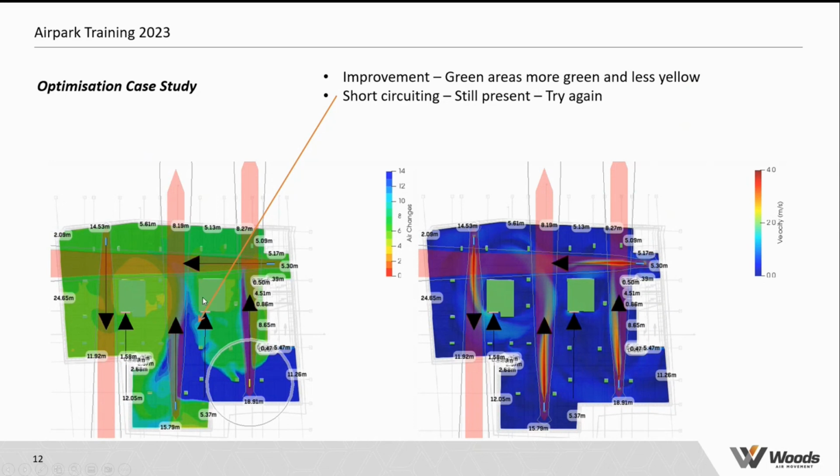Has it worked? Well, yes, as you can see, some air is being blown up here, and the scale of the short-circuiting has been reduced. And generally, as a result of that, you can see the rest of the car park has become slightly more green and slightly less yellow. But as you can see, there is still some short-circuiting present. So it might be a good idea to try again to further reduce this, to further improve the air distribution within the car park.